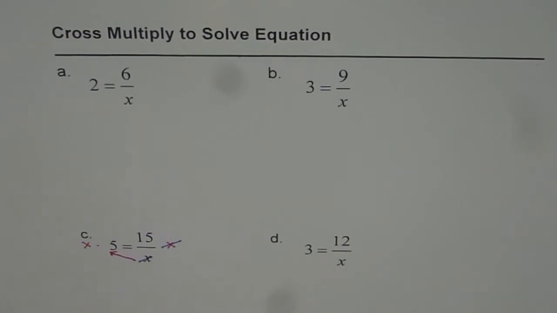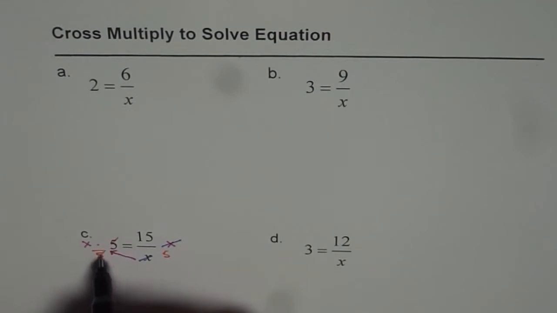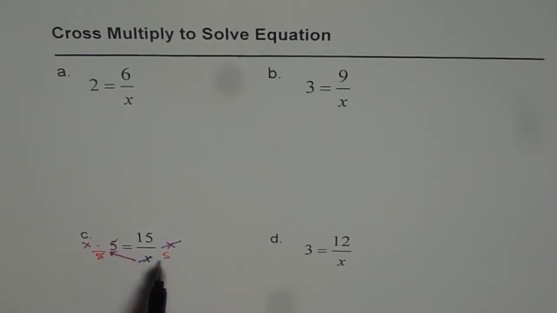And the second step is you divide by 5 on both the sides. So when you divide by 5 on both the sides, then this 5 gets cancelled and you get 5 on that side, which is the right side. So in a way, effectively, 5 comes to the denominator on the right side. So that is what we're trying to say, cross multiply. So we get x equals 15 divided by 5, which is 3.